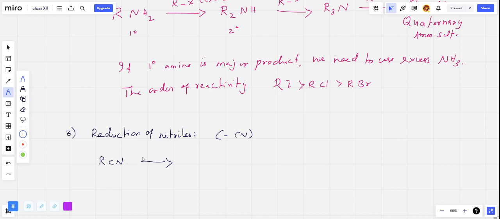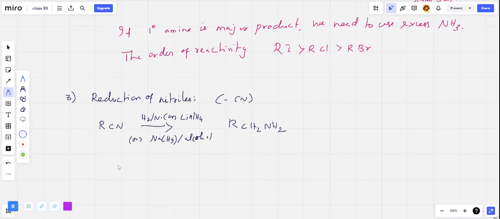with lithium aluminum hydride, or hydrogen and nickel, or sodium amalgam and alcohol. So this is the condition. Then this will be reduced to primary amines, RCH2NH2. Okay. So this is reduction of nitriles. The same thing we can use for aryl cyanide also.